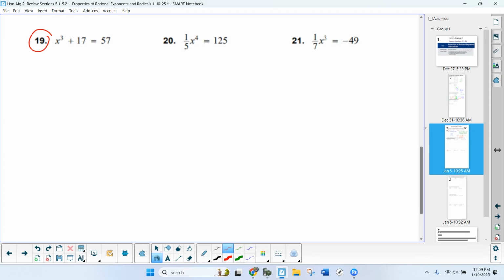Right? Caleb, what'd you do? And when you subtracted 17, what'd you get? 40. X to the 3rd equals 40. How'd you undo x to the 3rd? Take the cube root.